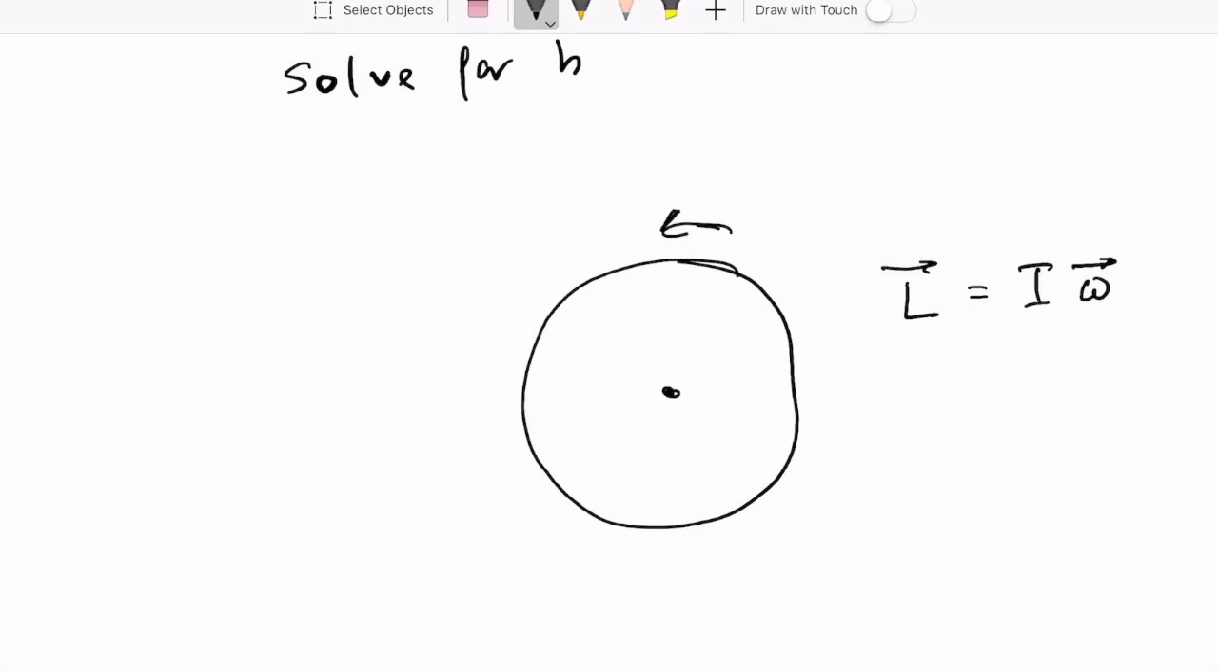Right? Using the right hand rule. We talked about that back in chapter 9. So how do you use the right hand rule to find the direction of omega? You curl the fingers of your right hand in the direction of rotation, and your thumb points in the direction of omega. The same thing applies for L as well, because L and omega have the same direction. So you can use the right hand rule to find the direction of the angular momentum.